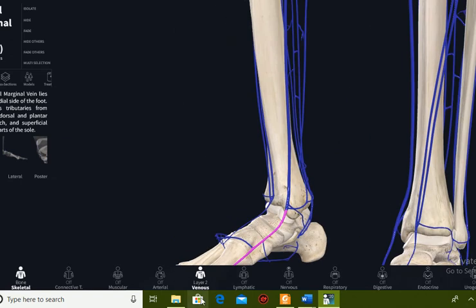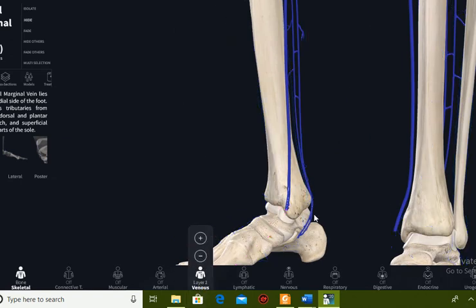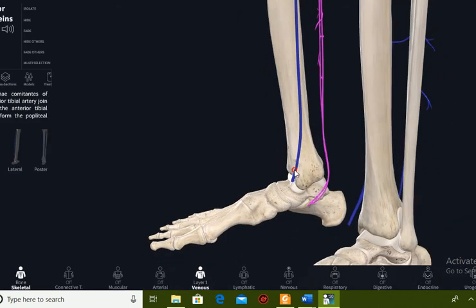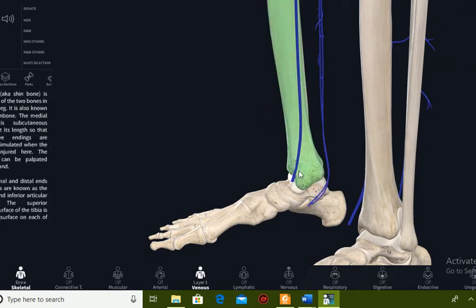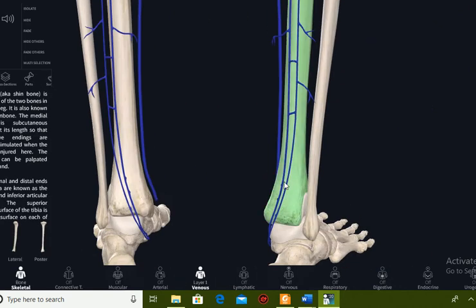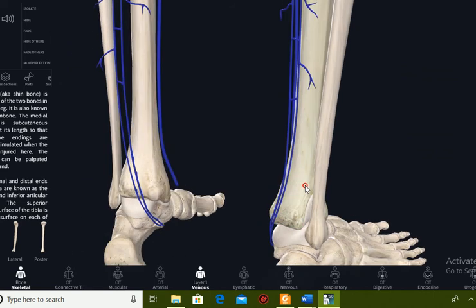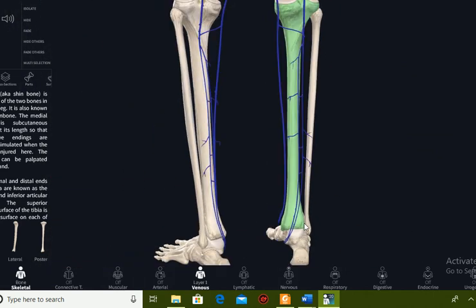Now, if we reduce, we are going to find the lesser saphenous vein. This one is a posterior tibial vein. You have the greater saphenous vein at this side, and at this side here we have the posterior tibial vein. So the posterior tibial vein will correspond to the deep portion.